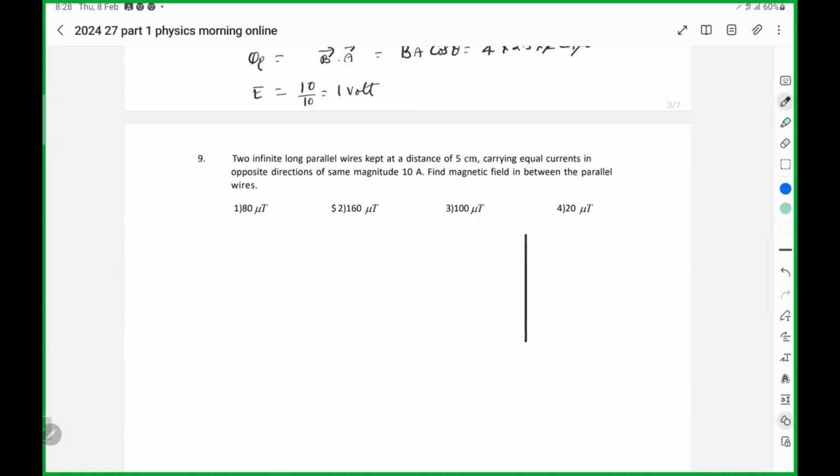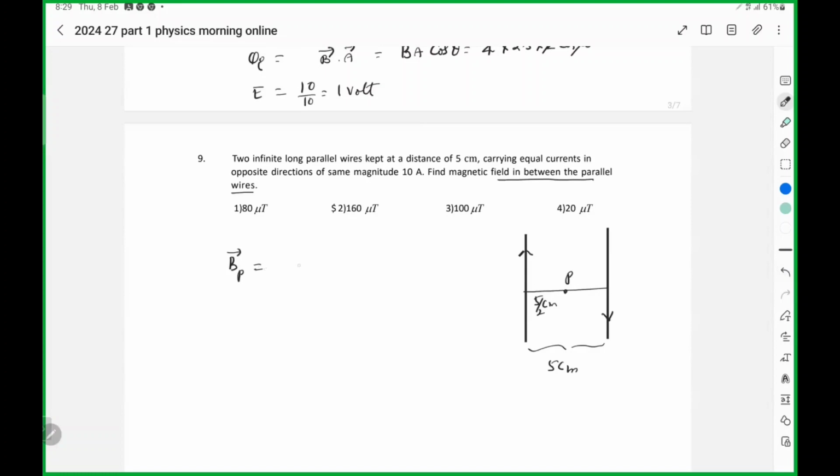Here, the magnetic field between two wires which are carrying current in opposite directions. Here current flows in the upward direction, here in the downward direction. So we have to find the field in between the parallel wires, let us say at point P. This distance is 5 centimeters. What he has given is 5 centimeters. You have to find the magnetic field at P.